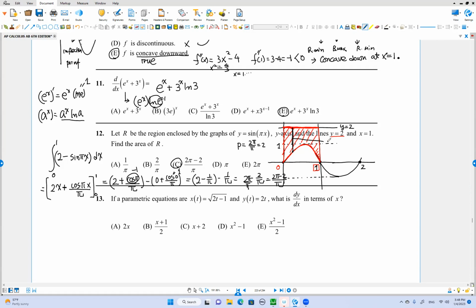Okay, this length equals y is 2 minus sine pi x. That's the length of it. We take this length and take the integral from 0 to 1. That is the area, right? Okay, that's it.